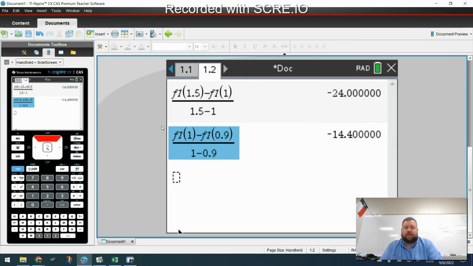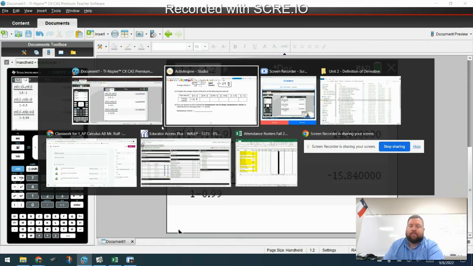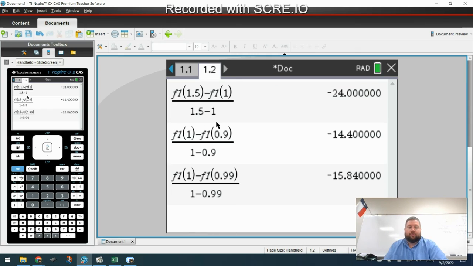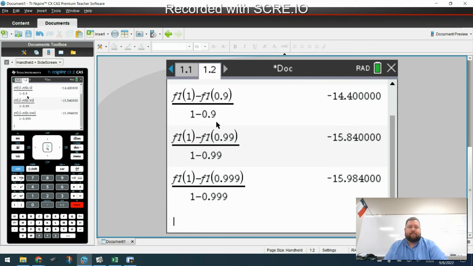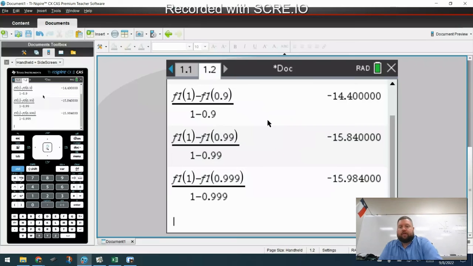Okay, copy that. And I just need to change my 0.9 to 0.99. Negative 15.84, and change it to 0.999. Negative 15.984. All right, and then do the other side.